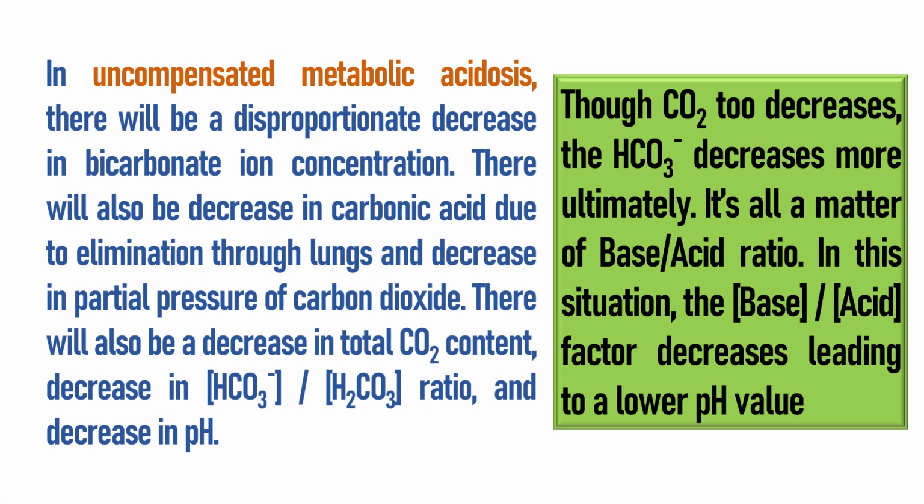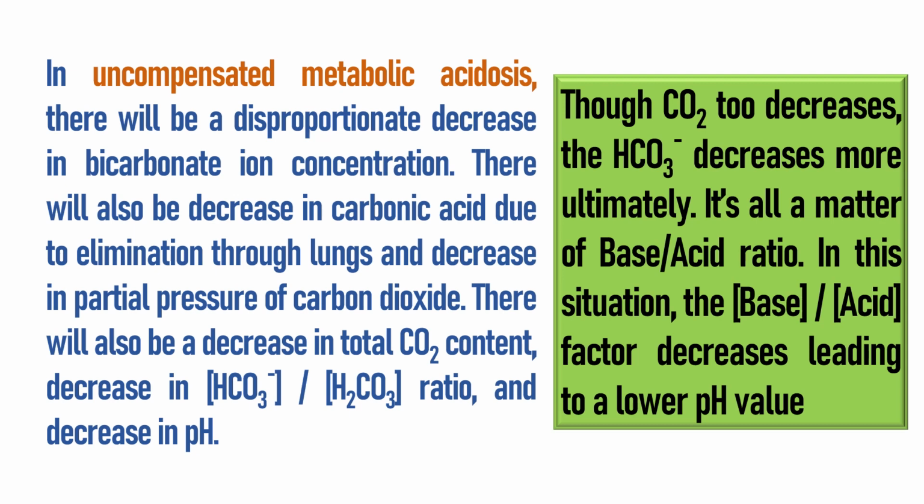In uncompensated metabolic acidosis, there will be a disproportionate decrease in bicarbonate ion concentration. There will also be decrease in carbonic acid due to elimination through lungs and decrease in partial pressure of carbon dioxide. There will also be a decrease in total carbon dioxide content, decrease in bicarbonate to carbonic acid ratio, and decrease in pH. Note that, though the carbon dioxide decreases, the bicarbonate concentration decreases more ultimately. It's all a matter of the base by acid ratio. In this situation, the base divided by acid factor decreases, leading to a lower pH value.